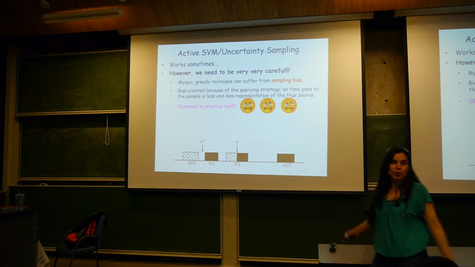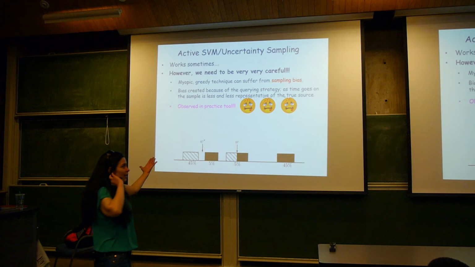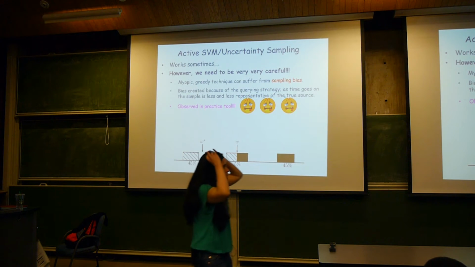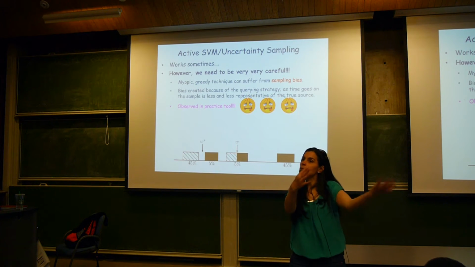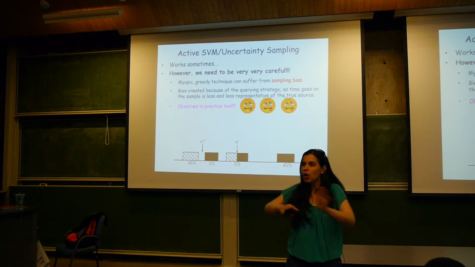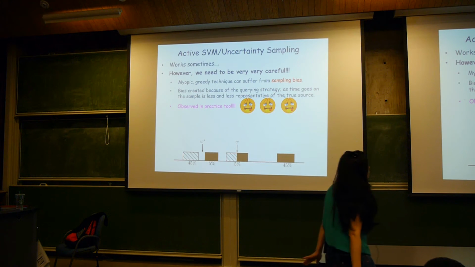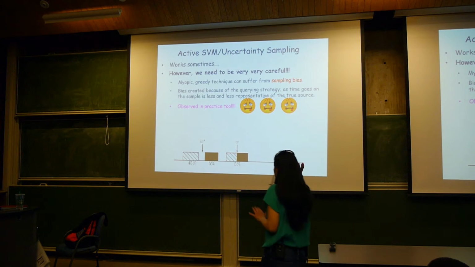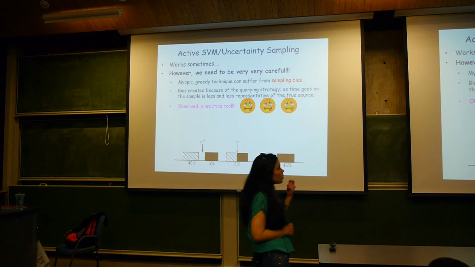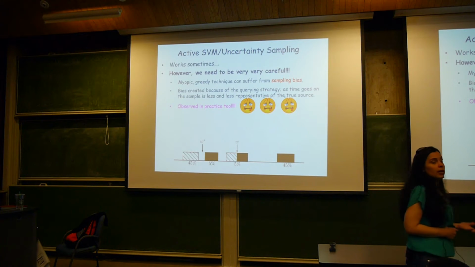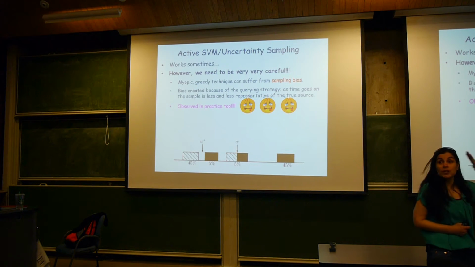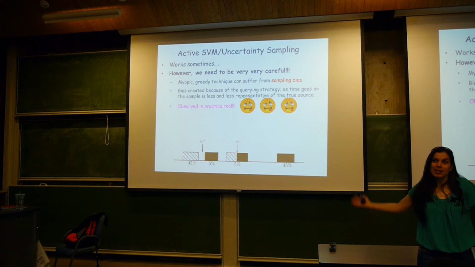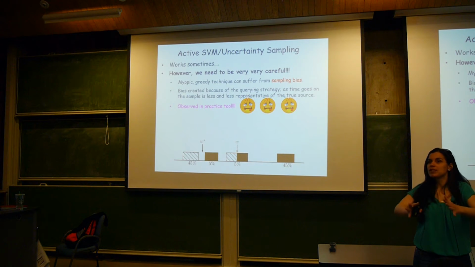So the point of this example is that selective sampling, active SVM, uncertainty sampling, all these heuristics, and by the way, there is a family of heuristics, I just picked one of them to illustrate, sometimes do work well. However, they all have the same problem, the sampling bias. They suffer from the so-called selective sampling bias, which is the main problem in active learning. I also want to mention that this has been observed in practice too. This is a toy example, but people have written papers showing that this actually happens in practice too.